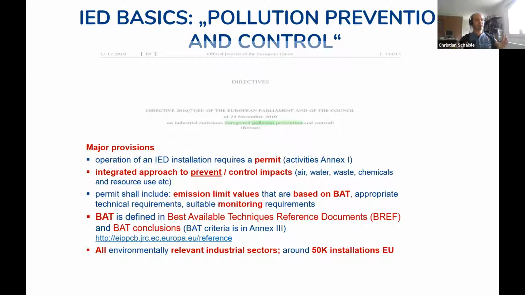So there are some reference documents where the BAT content is being written down. And there will be some links here. You see there are something like 33 BREFs, some of which are not binding. It's more reference documents for all the different activities. It covers around 50,000 activities, installations, across the EU. It keeps on changing, but it's around 50,000.